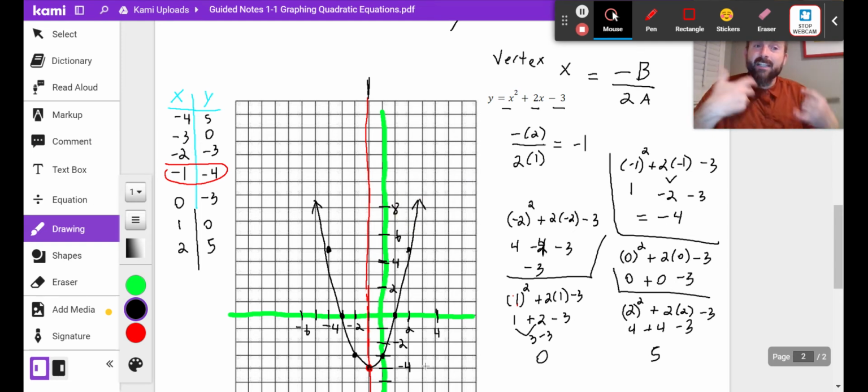We can see that it has a U shape. Now, some of the U shapes are going to be wider, some of them are going to be shorter, but in this case, it looks all right, and it's positive, so it has a minimum. Why is it going up? Because the A is positive. All right, let's go on to the next problem.